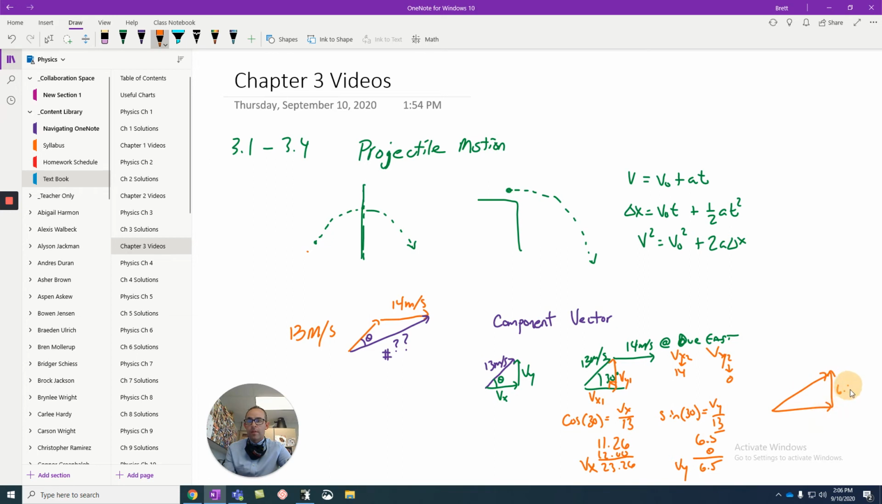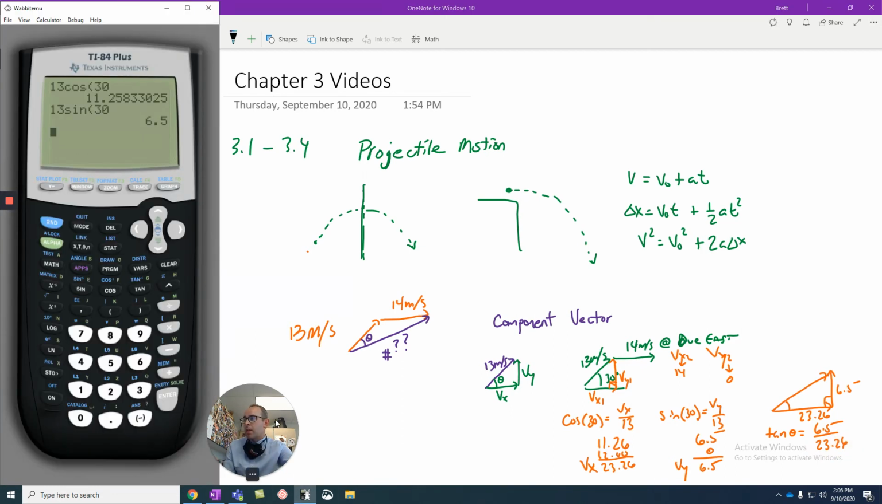So 6.5, this is now 23.26. I can find that angle using the tan inverse. The tangent of theta is the opposite, 6.5 over 23.26. If you are not real comfortable with the trig, it's going to take some time, and you're going to have to spend some time. Come talk to me, and we'll work our way through the trig.